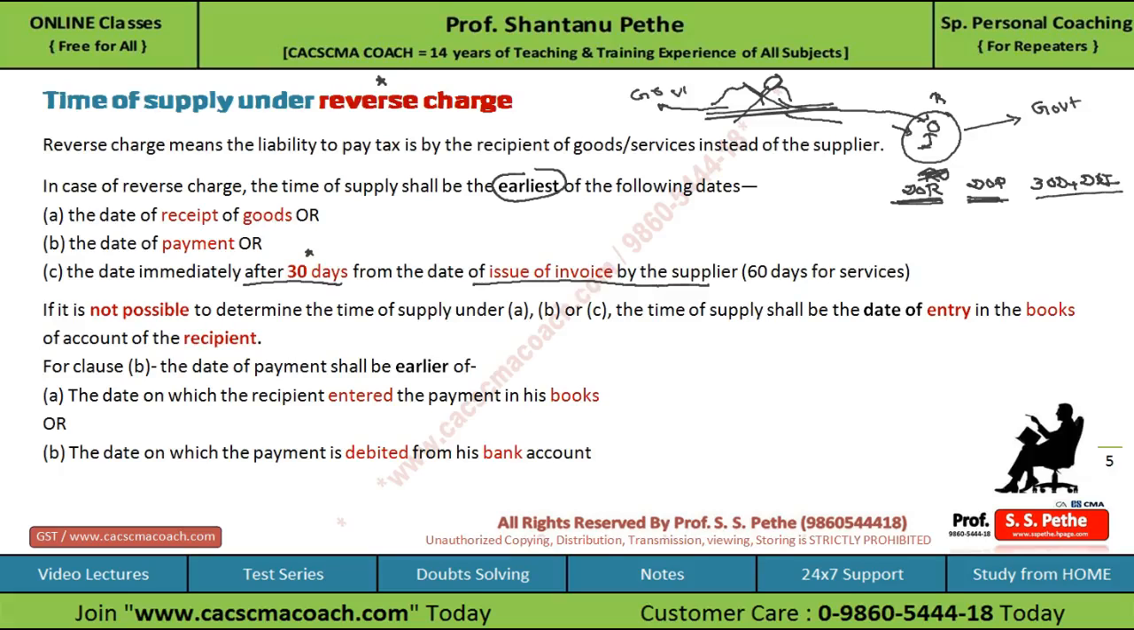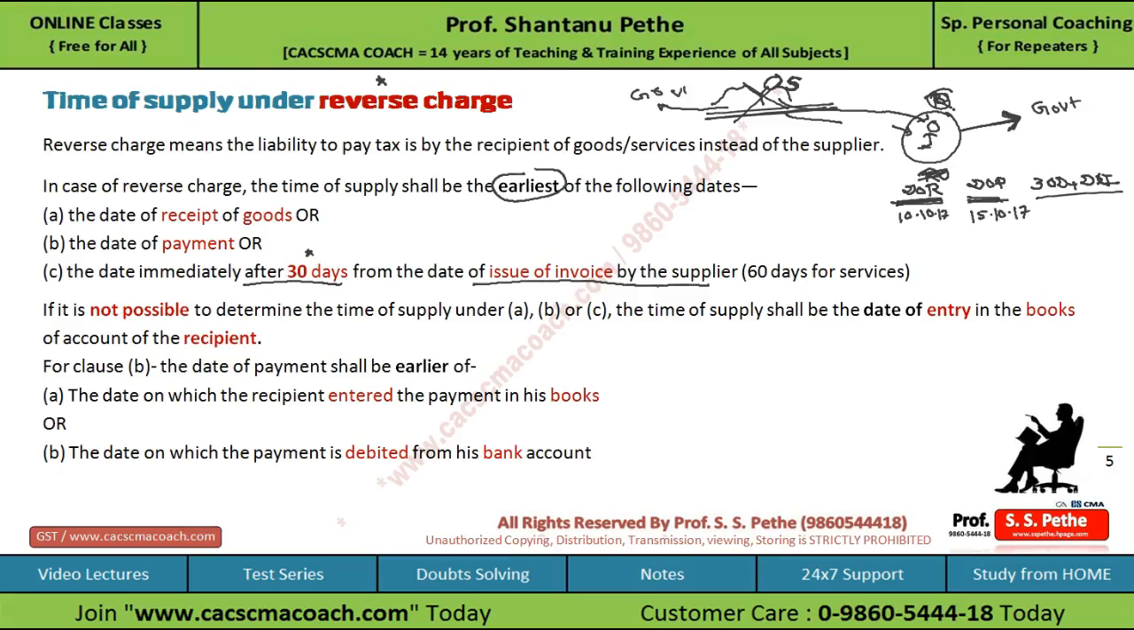Now let's take one example. Suppose this is a supplier and he has supplied these goods to this recipient, and in this case the reverse charge method is applicable. It means the tax will be paid by the recipient of the goods, not by the supplier. So first you have to check the date of receipt of the goods. Suppose the date of receipt of the goods is, let's say, 10th of October 17. The date of payment made by the recipient to the supplier, let's assume, is 15th of October 2017.